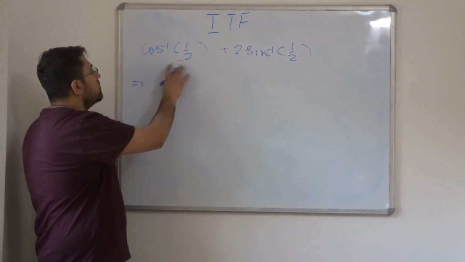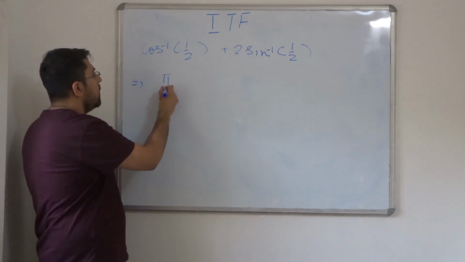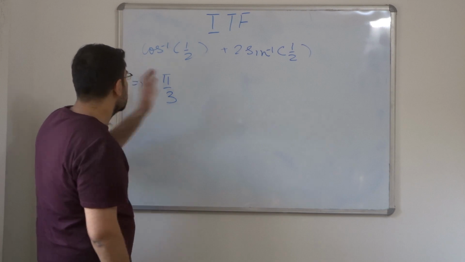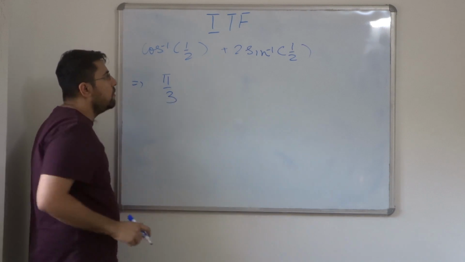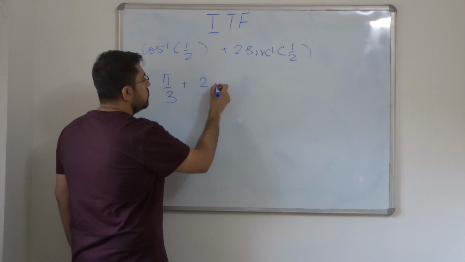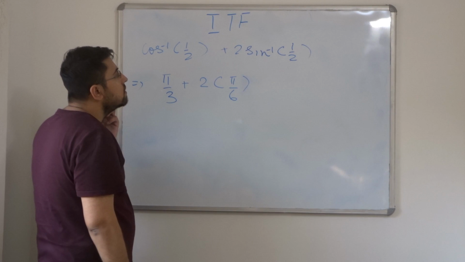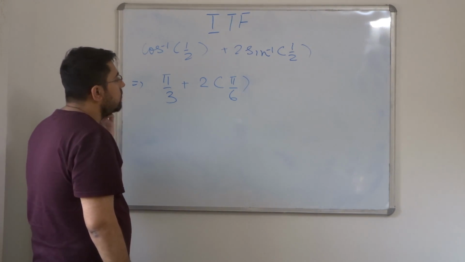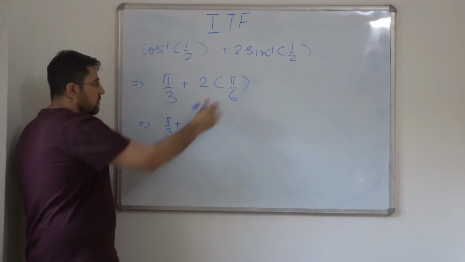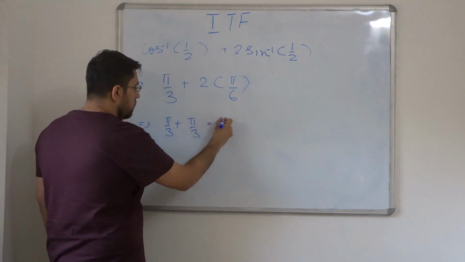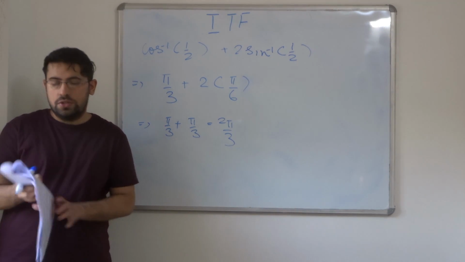So what is the value of this? I'm sure you know the value of this is pi upon 3, because cos 60 is a half, because cos 30 is root 3 upon 2. So this is pi upon 3 plus 2 times pi by 6. Sine 30 is a half. So basically you have pi upon 3 plus pi upon 3. That'll give you 2 pi upon 3. This was a very simple question.